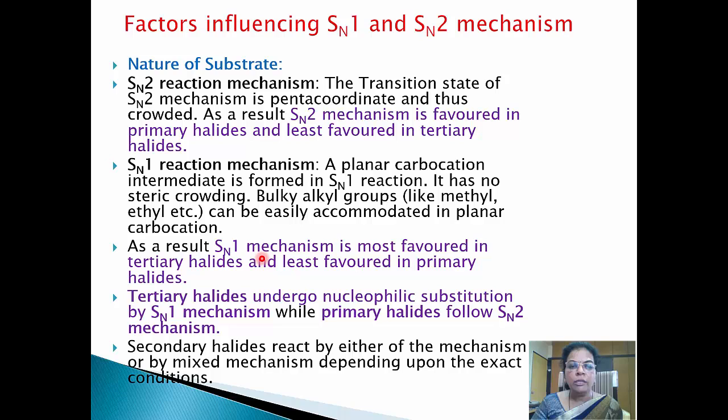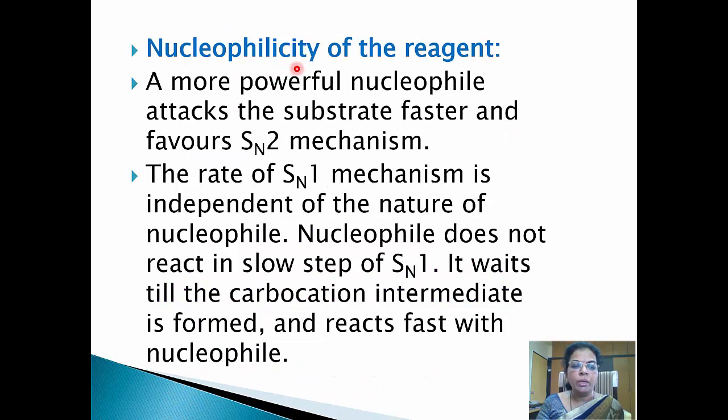As a result, the SN1 mechanism is most favored in tertiary halides and least favored in primary halides. That is, tertiary halides undergo nucleophilic substitution by the SN1 mechanism, while primary halides undergo the SN2 mechanism. Secondary halides react by either mechanism, that is by SN1 or SN2, or by a mixed mechanism depending upon the exact conditions of the reaction.